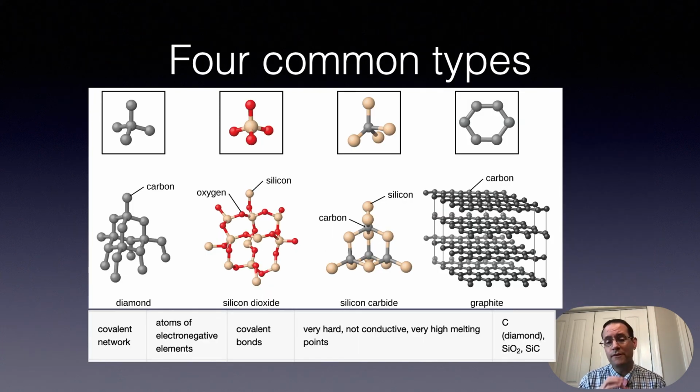All right, so let's review. You basically have to memorize the 4 common types of network covalent solids. Okay, these are network covalent solids. They're solids, and they're made with covalent bonds. And on the very left, we have diamond, which is made of carbon. And on the very right, we have graphite, which is made of carbon. Those differ in terms of hardness, price, quality, clarity, and so on.